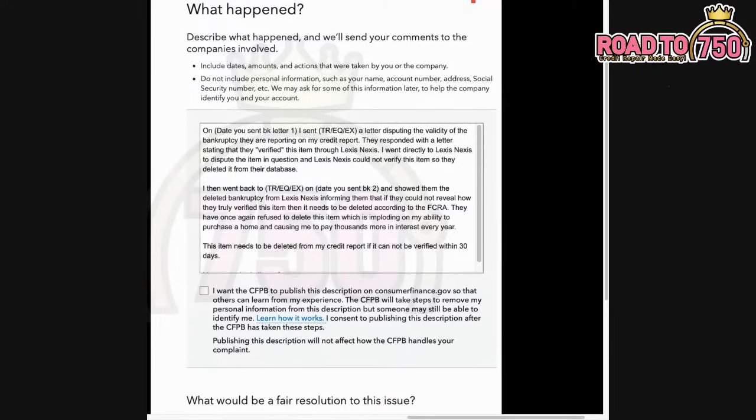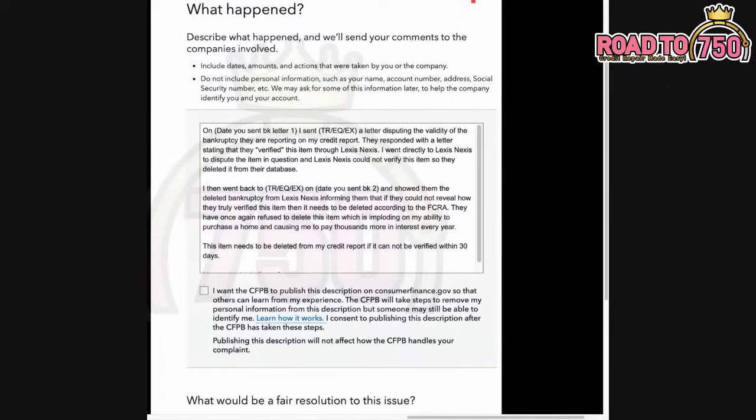So this is just an example of the letter that you can write. It says, on date you sent BK letter 1, I sent TransUnion a letter disputing the validity of the bankruptcy they are reporting on my credit report. They responded with the letter stating that they verified this item through LexisNexis. I went directly to LexisNexis to dispute the item in question, and LexisNexis could not verify this item, so they deleted it from their database.